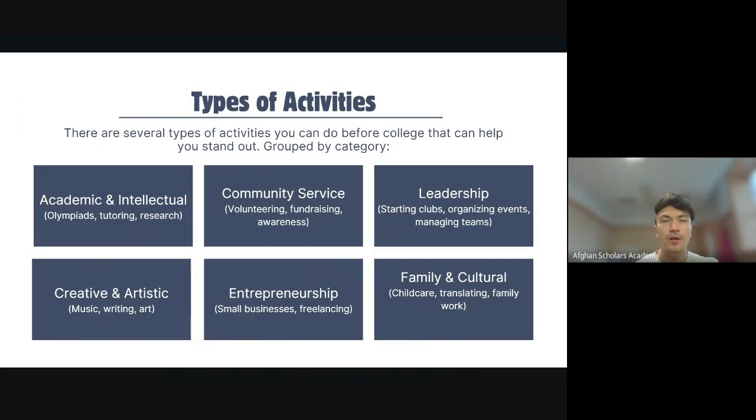In leadership, you can start a club, organize events, and manage teams. One thing I should mention here: when you start a club, or an organization, or you want to start a community of people to do something and make an impact, look more for the impact, how impactful that is in your community. Do not look for the name or for how cool it is to have that on your application, but see how impactful it is, how many people have been impacted by your work or your initiative. See how many lives you have changed, let's say.